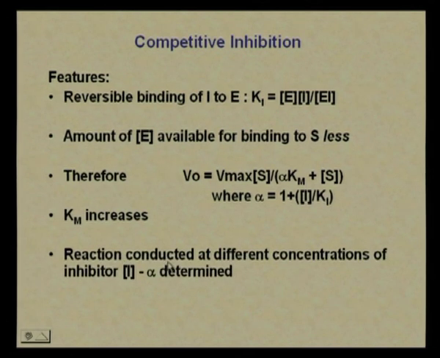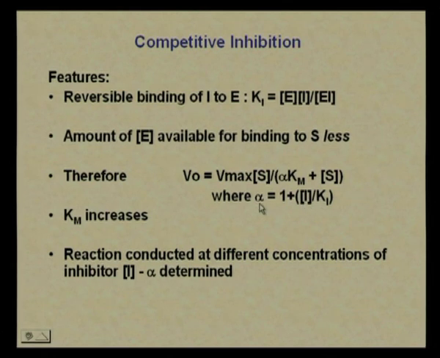The reaction is conducted at different concentrations of inhibitor, and I can find out alpha. Okay, we will see how we can do that. So, these are the specific features. I have the amount of enzyme available less because some of the inhibitor is bound to the enzyme. I have a modified Michaelis constant because of the presence of the inhibitor, which is going to keep the Vmax the same, but my Km is going to change. And I can determine the value of alpha, which we will be doing later on.